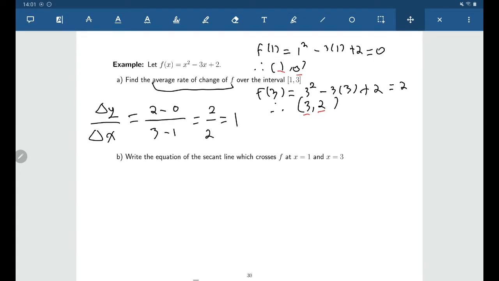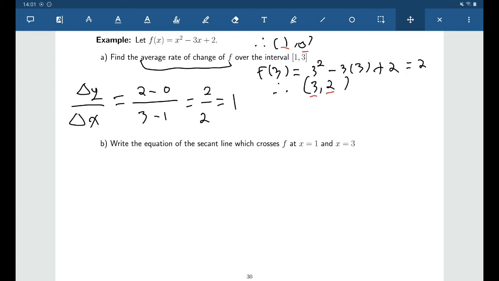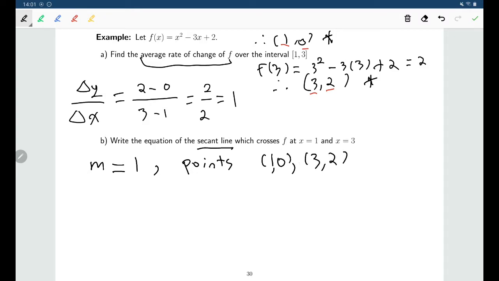Now, for the next part, finding the equation of the secant line, which crosses when x is 1 and x is 3, well, we actually have everything we need because we know for this secant line that the slope would be the same as that average rate of change, which we've already found, 1. We already know 2 points on the secant line. It's the same 2 points that we used for the average rate of change. So points that are on the line happen to be (1, 0) and (3, 2). So we actually have everything we need.